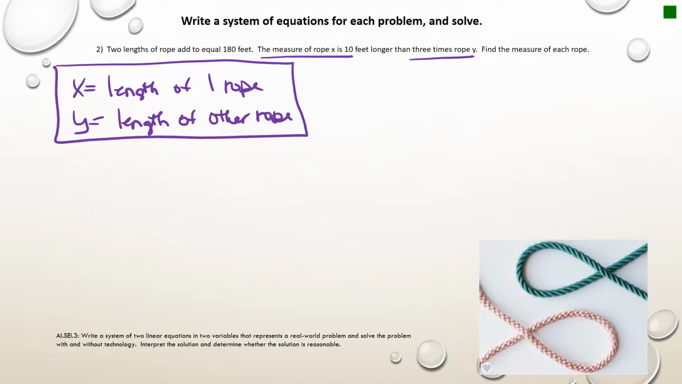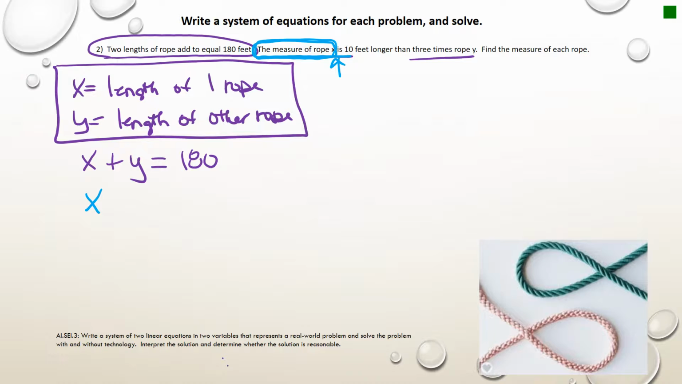Do it. 2 lengths of rope add to equal 180. So the length of rope 1 plus the length of rope 2 equal 180. Then the measure of rope X is, see the word is right there? That means stop. Right, the measure of rope X is, that's always your equals. Then this part we have to turn into a sentence or an equation. 10 feet longer than, now remember the word than says start behind it. So I need 3 times rope Y and then 10 feet more.